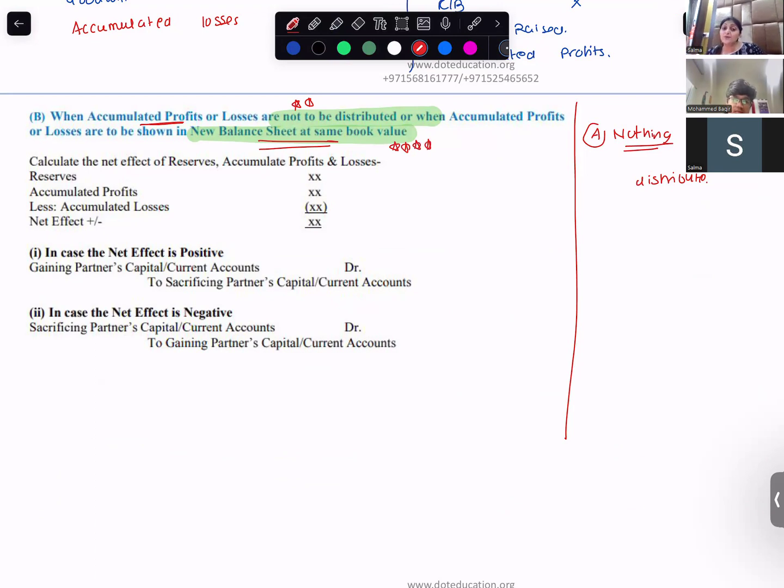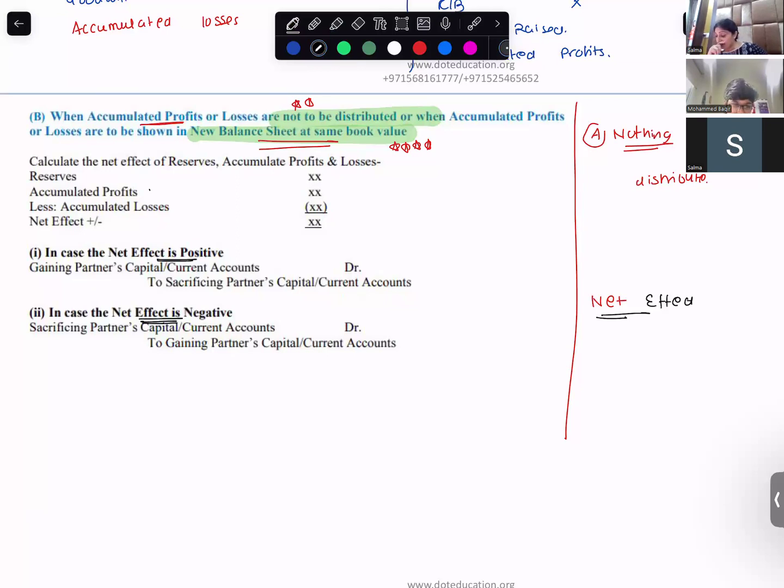In that case, what do you do? You pass an adjusting entry, or you pass the net effect: all your accumulated profits minus your accumulated losses. You will have a net effect. Whichever is more, if profits are more, the net effect will be positive. If the profits are less and accumulated loss is more, your net effect will be negative.